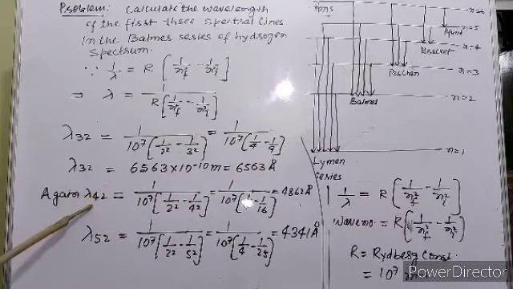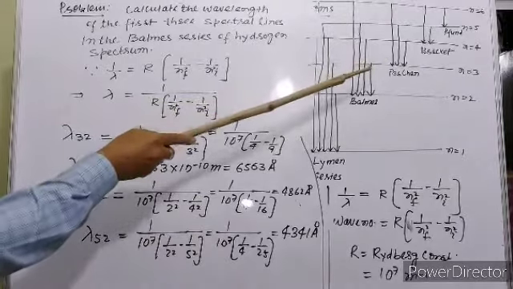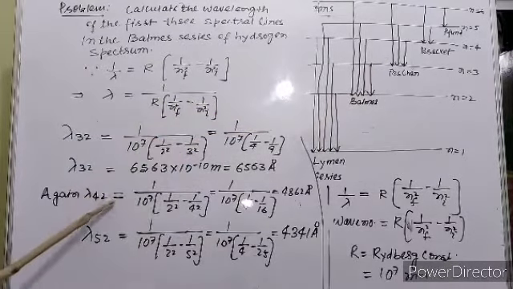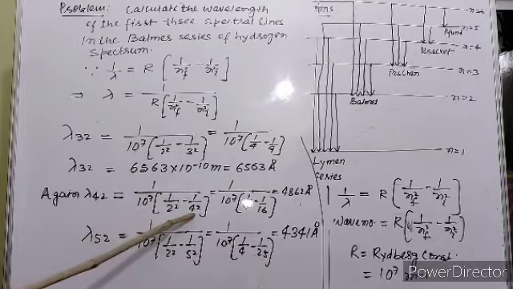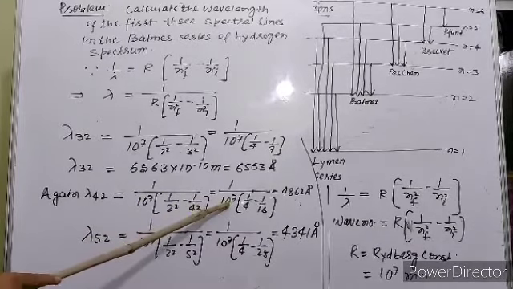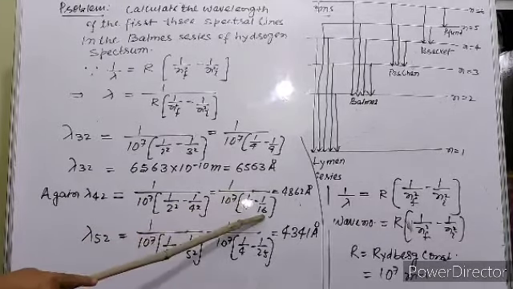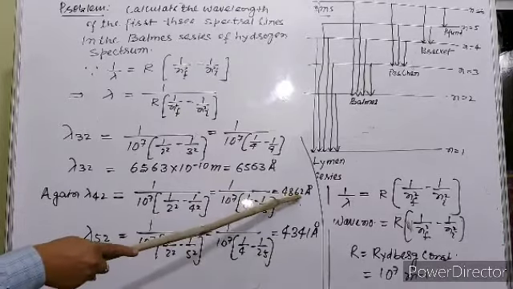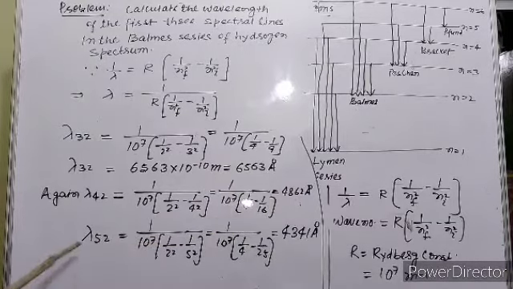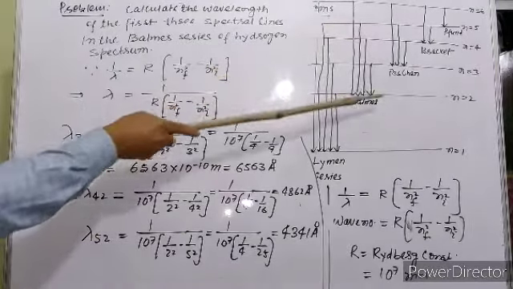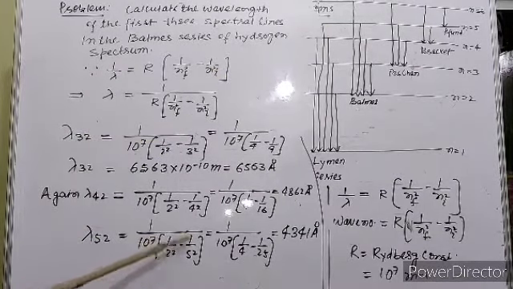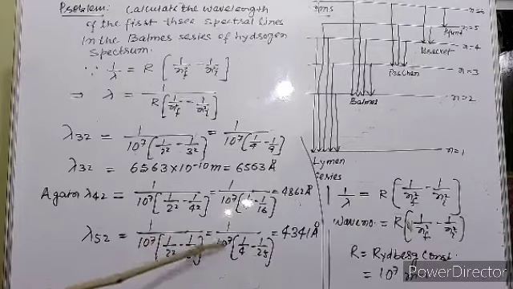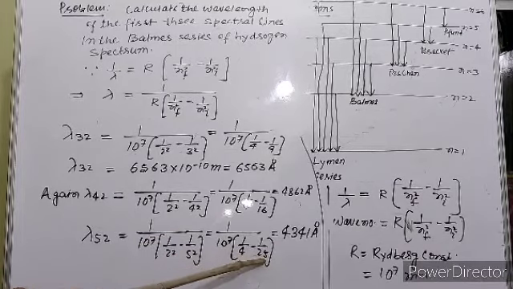Similarly, when the electron jumps from n equal to 4 to n equal to 2, 1 by 10 to the power 7, 1 by 2 square minus 1 by 4 square, that is 1 by 4 minus 1 by 16. Again we get 4862 angstrom. Again the electron jumps from n equal to 5 to n equal to 2, 1 by 2 square minus 1 by 5 square, 1 by 4 minus 1 by 25. Again we get 4341 angstrom.